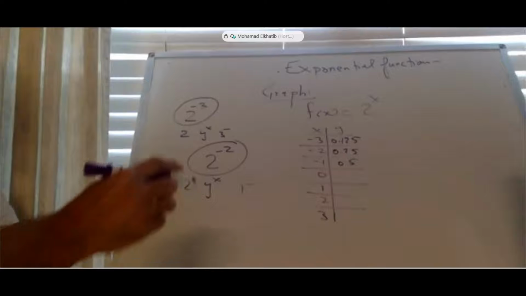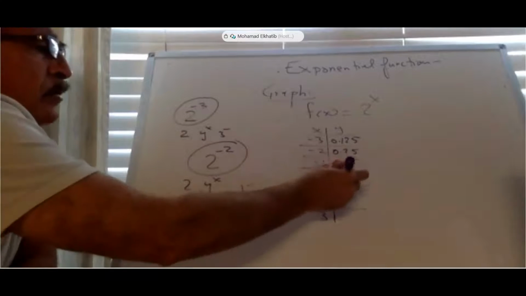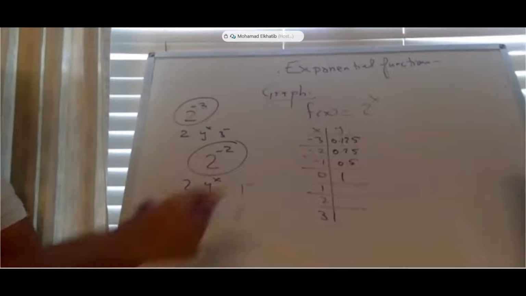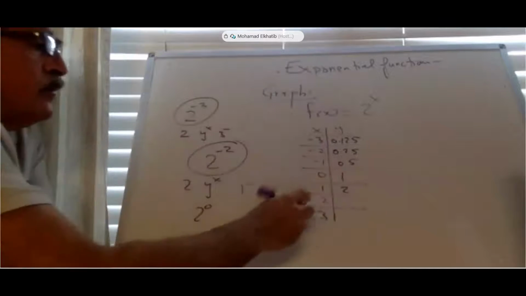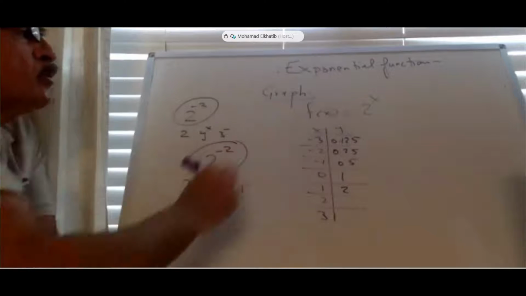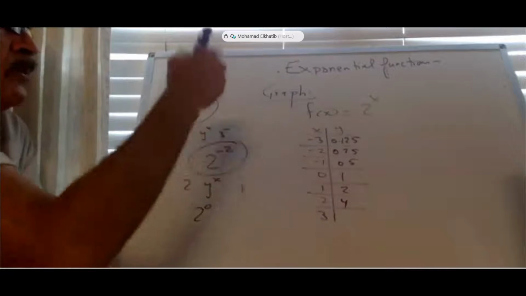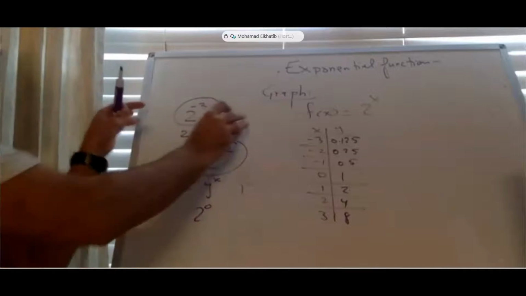Yes. Okay. Now x is 0. Any number raised to power 0 basically is 1. You don't need a calculator for that. Okay. Now x is 1. That's easy. I don't need a calculator. 2 to the power 1 is 2. x is 2. 2 squared is 2 times 2 is 4. x is 3, 2 to the power 3 is 2 times 2 times 2, and I get 8. So now I'm ready to graph it.